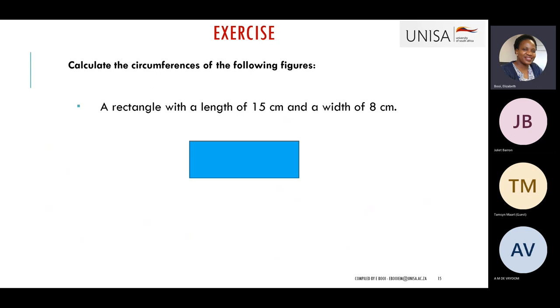This is your exercise, and on this one, I'm not going to do it for you. You are going to give me the answer. Calculate the circumference of the following figure. Remember, circumference and perimeter are one and the same thing. A rectangle with a length of 15 centimeters and a width of 8 centimeters. We want the circumference of this figure. Let me know when you are done.